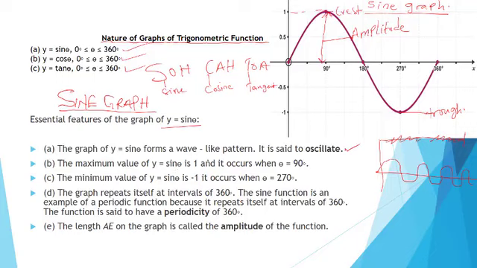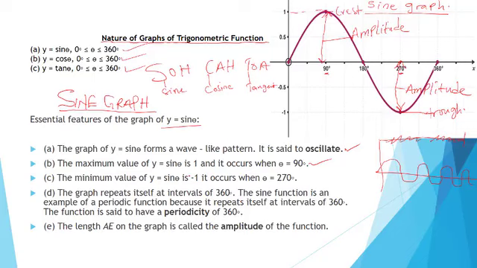Now the maximum value of it occurs at 90 degrees, when our theta is 90 degrees, while the minimum value occurs when theta is 270 degrees. So you get the trough at 270 and the crest at 90 degrees. The distance from here to here is the amplitude. Same thing with this, from here to here is also the amplitude. This is also the amplitude. So this is the amplitude, this is the amplitude, this is a trough, this is a crest. So the crest occurs at +1, the trough occurs at -1.